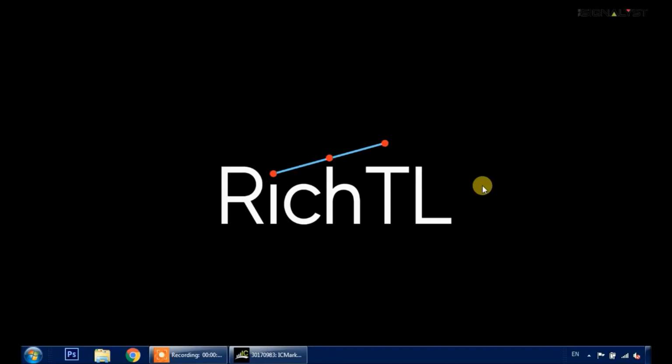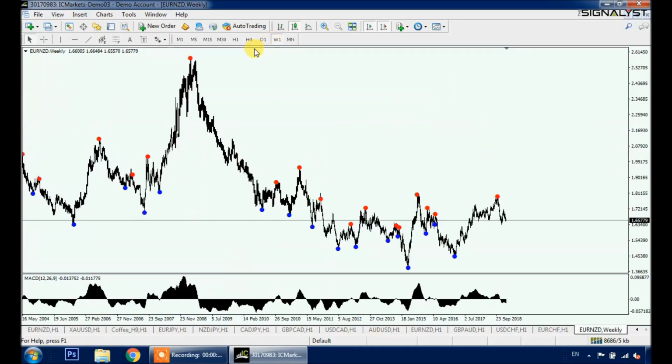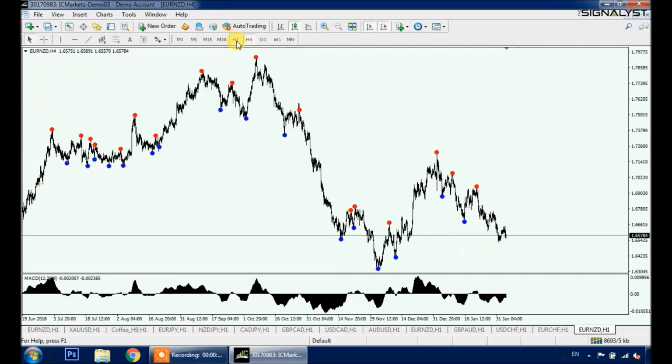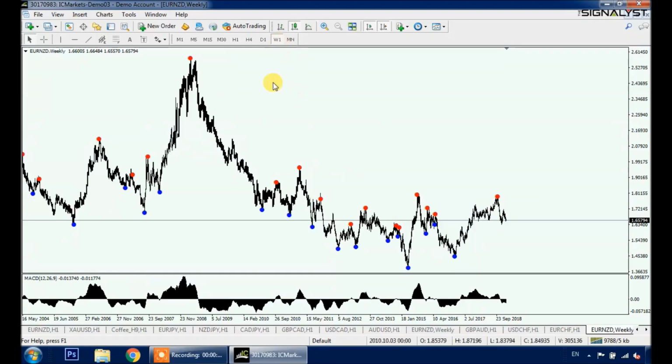Hello everyone, today we are going to do another top-down analysis. This time we'll choose EURNZD, and as usual we'll do our price action analysis and draw our levels on daily and weekly, then dive into H4 and H1 to look for potential setups and triggers. Let's start by drawing our levels on weekly.